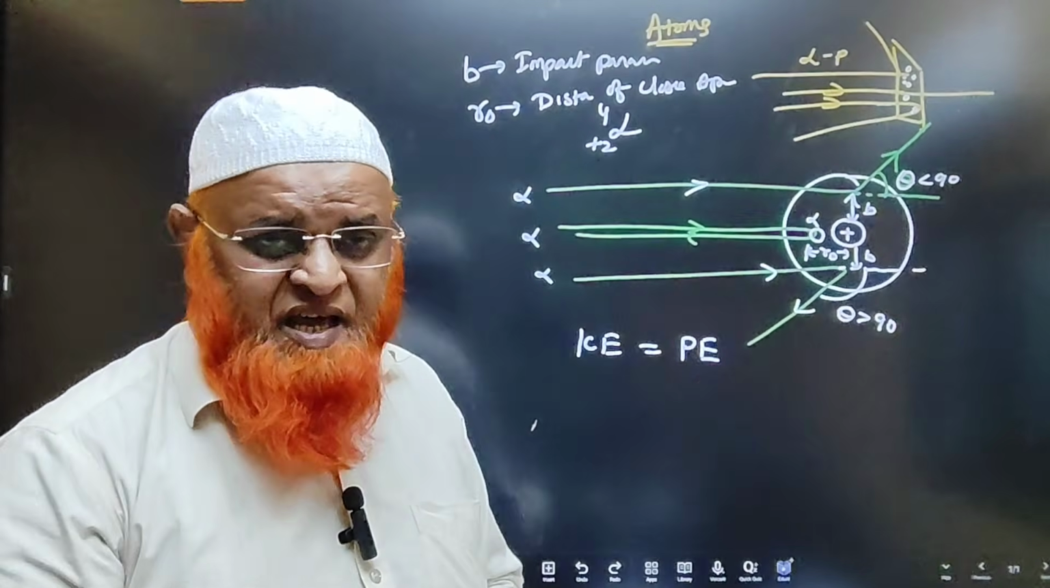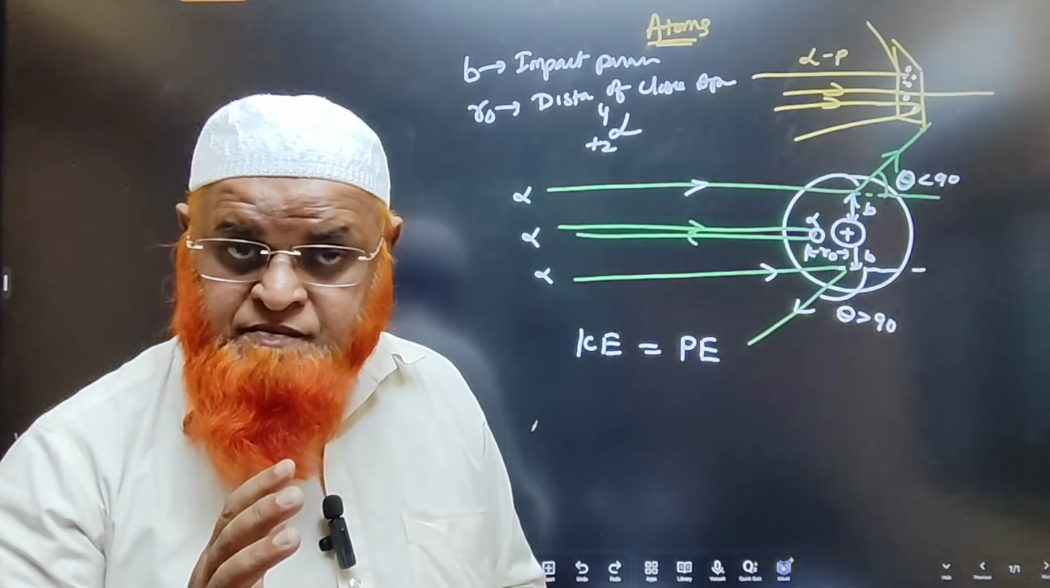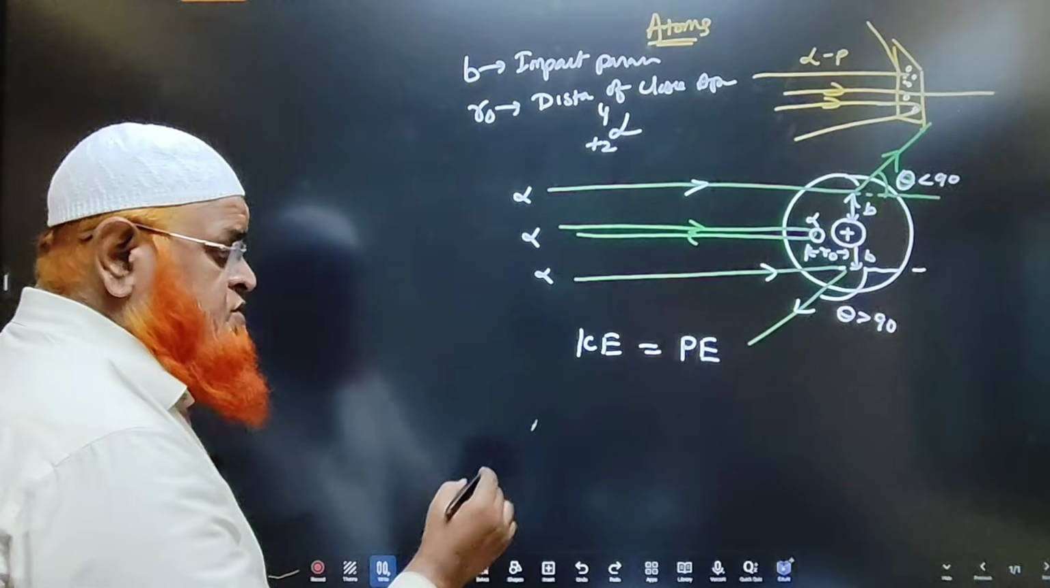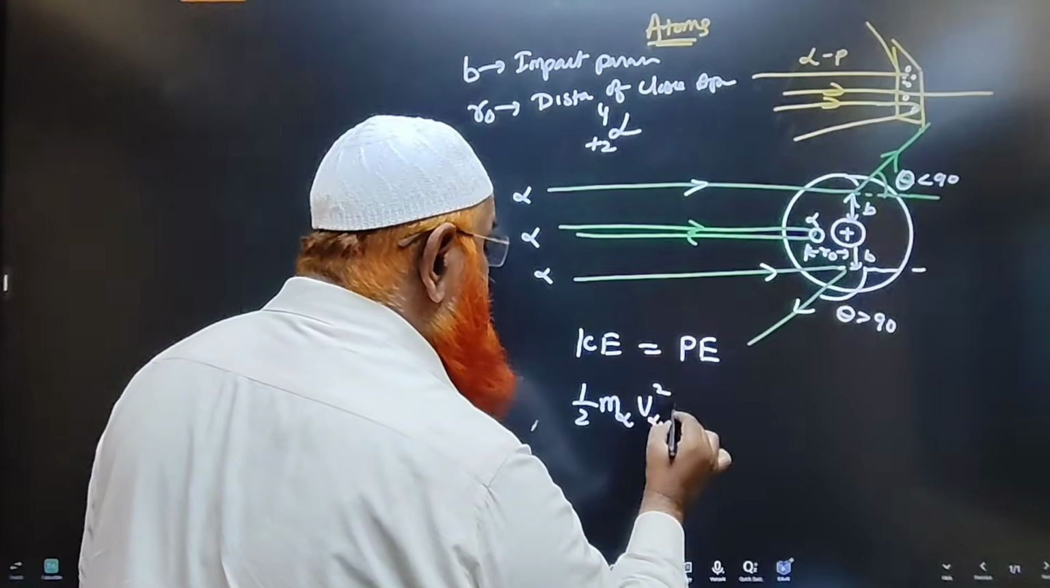So where it stops, there the total kinetic energy gets converted into potential energy. That is called conservation of energy. So kinetic energy is written as half m alpha v alpha whole square.